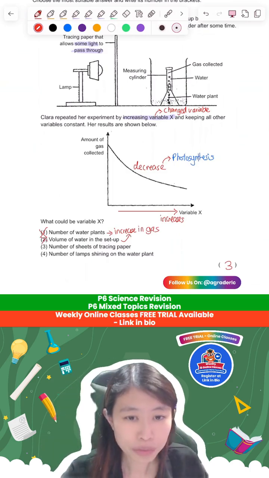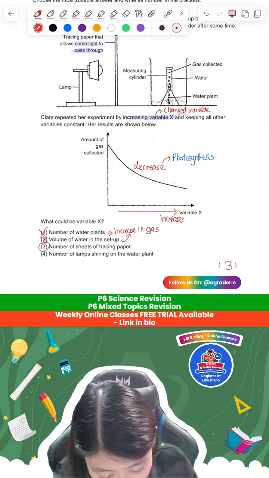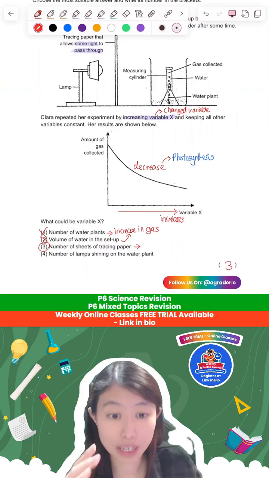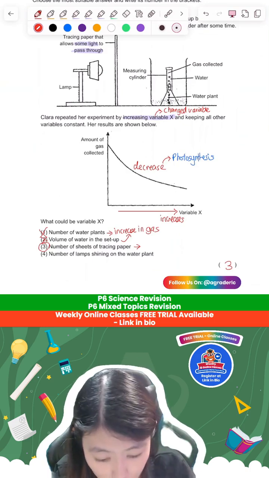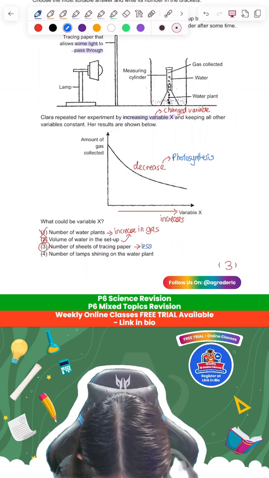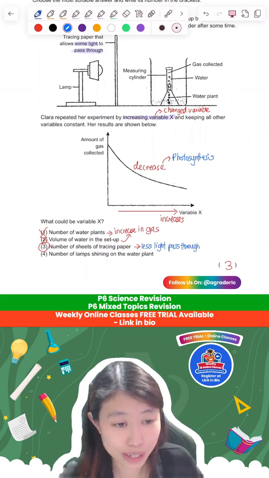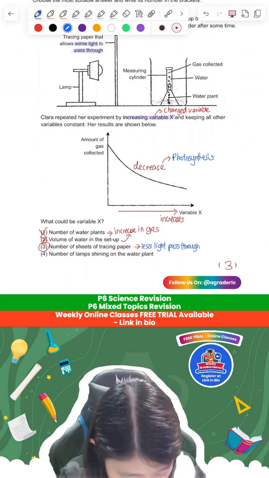So that is wrong. Option 3 is the correct answer because the more sheets of tracing paper, the less light will be able to pass through. Less light can pass through, so it will lead to less photosynthesis.